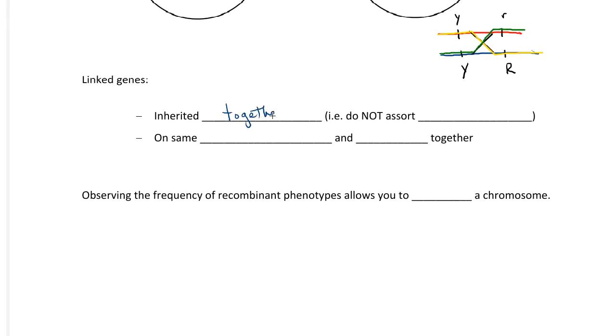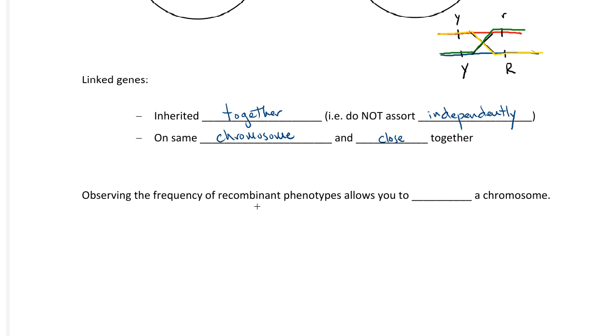So in summary, linked genes are inherited together. That is, they do not assort independently. And that happens because they are located on the same chromosome, and they're also close together. If they're far enough apart, crossing over will happen frequently enough that it'll look in the results of the crosses as if they're on separate chromosomes.